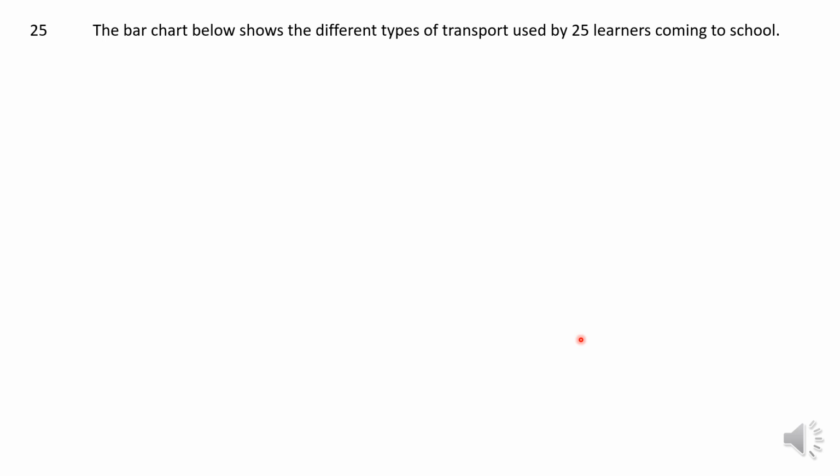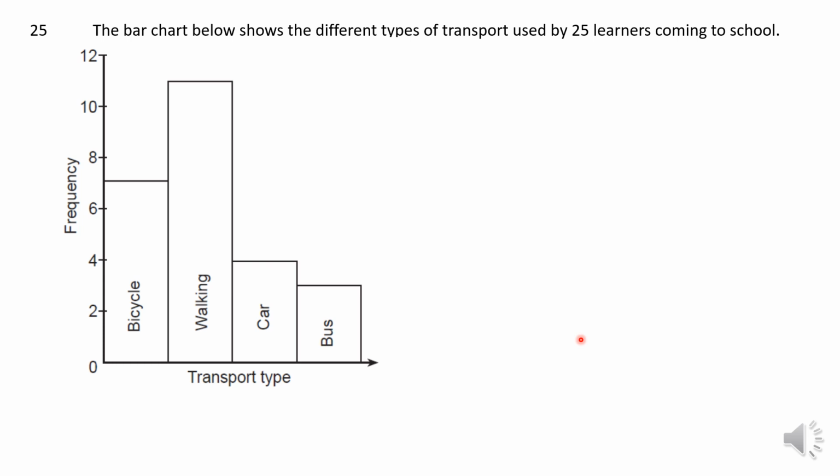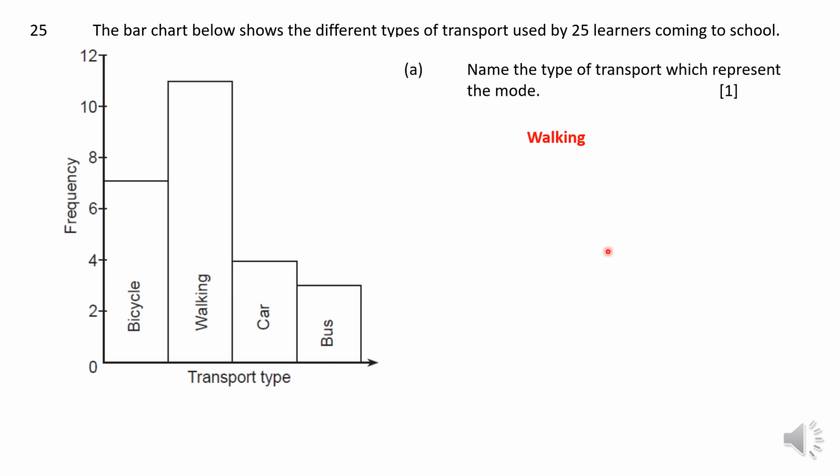Question 25 shows a chart of different modes of transport by 25 learners. What a lot of people did not take note of is that walking is also a form of transport. So name the type of transport which represents the mode, the one that is the most. The higher the bar in this bar chart, the higher the frequency, the higher the number of people doing that actual thing, and that is walking.